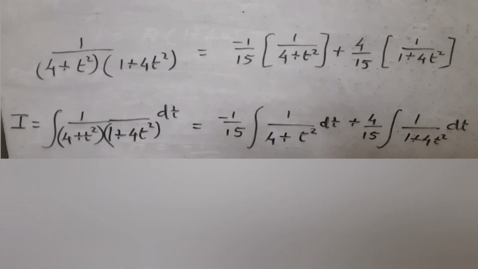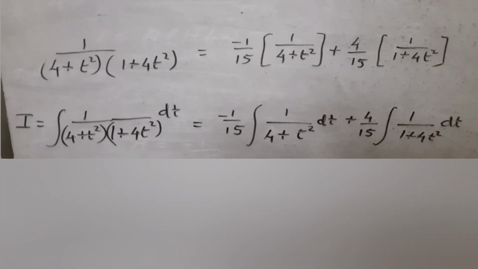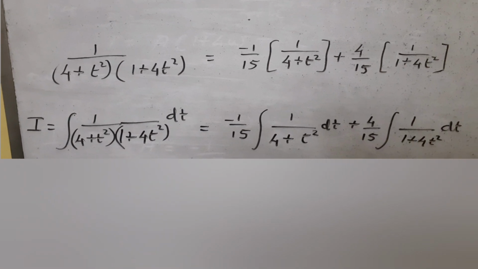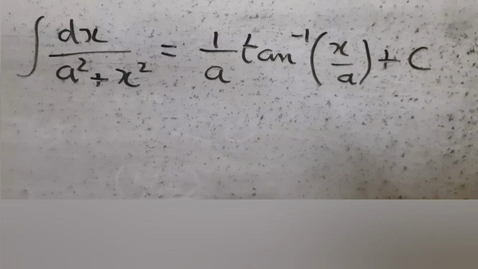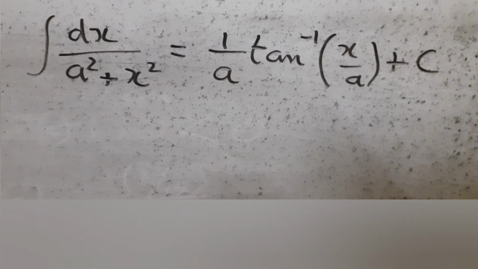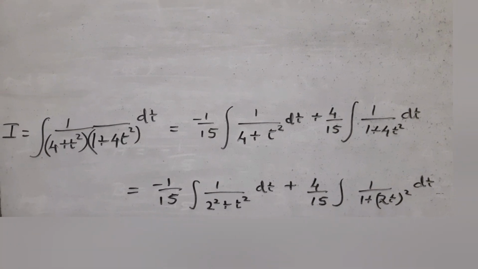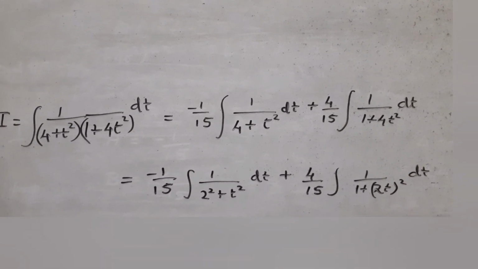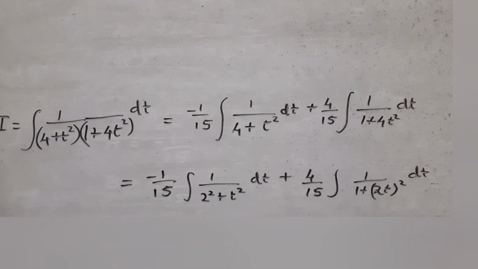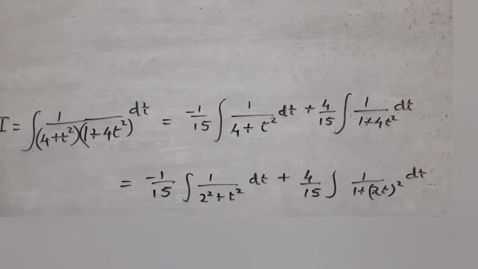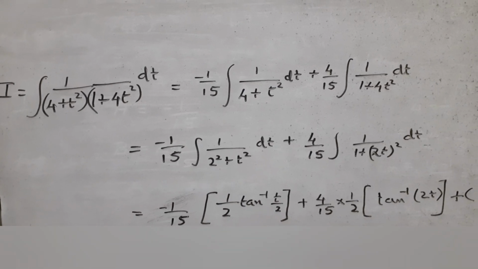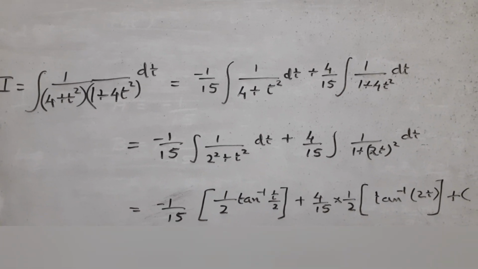Each term is of the form 1 by a square plus x square. So we write the 4 as 2 square. The second integral, you can use a substitution for 2t or adjust with a 1 by 2. After integration, put t equal to sin x.